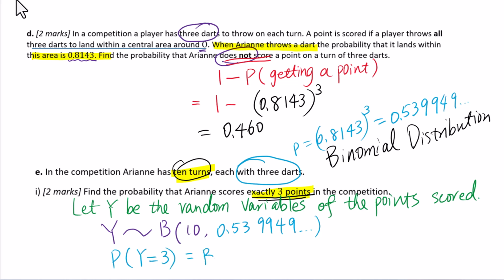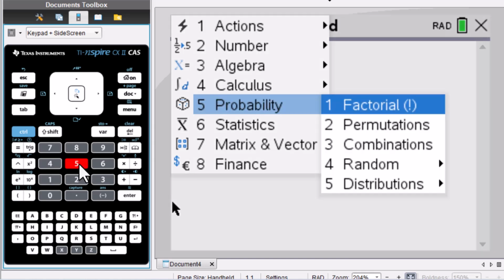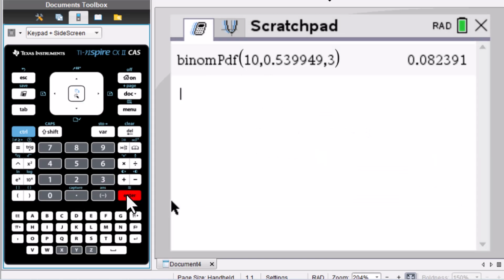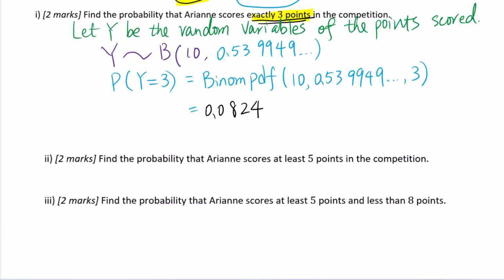Go to binomial PDF. Menu 5, 5, A. 10, 0.539949, 3. Enter. Answer is 0.0824.